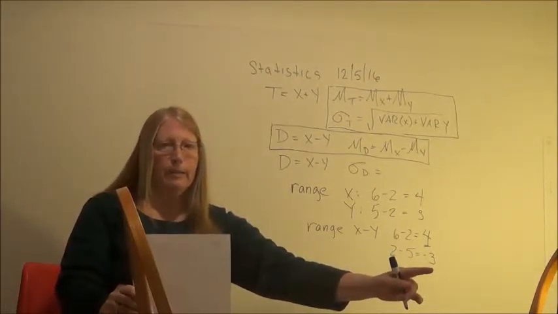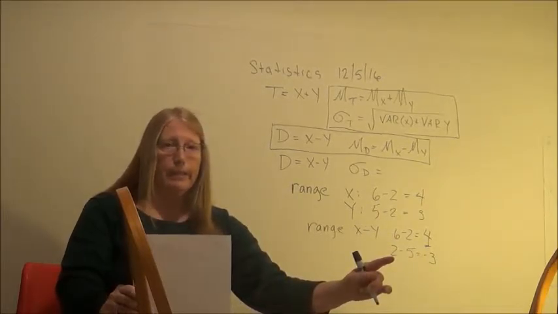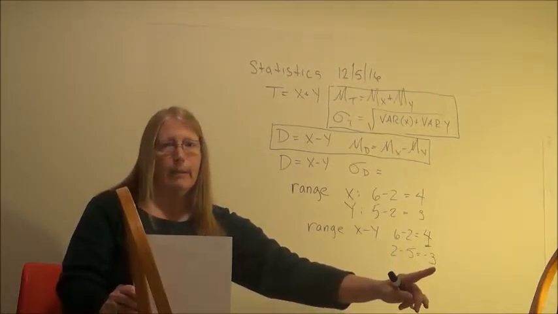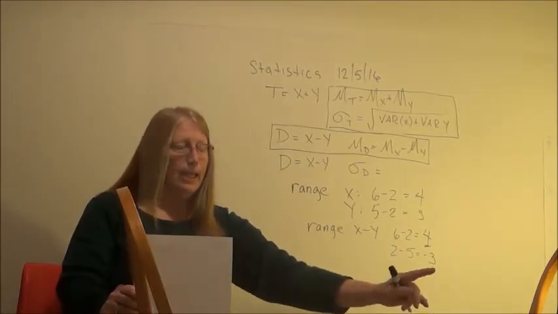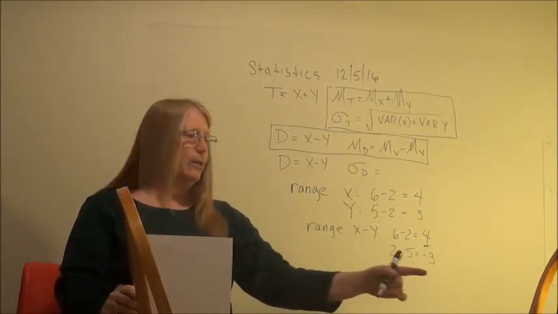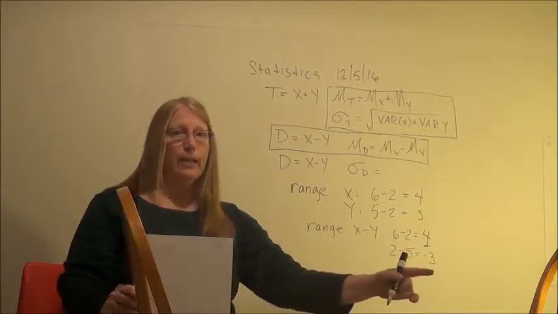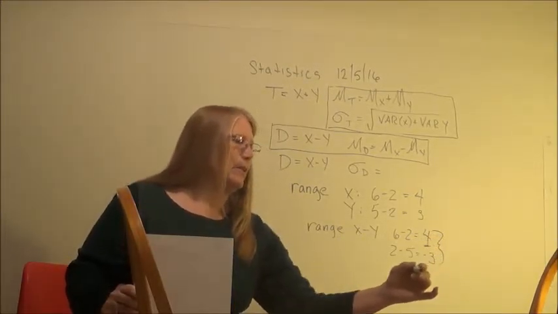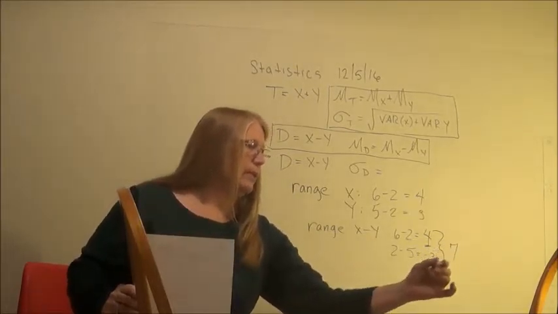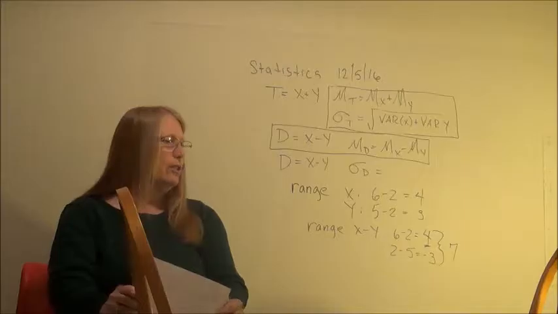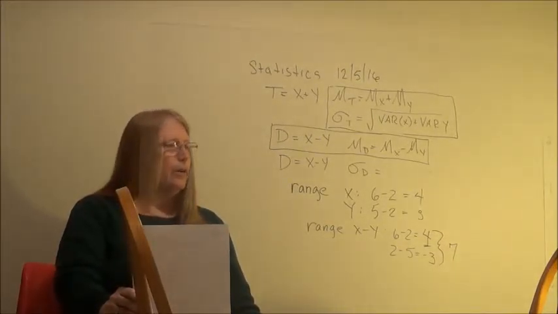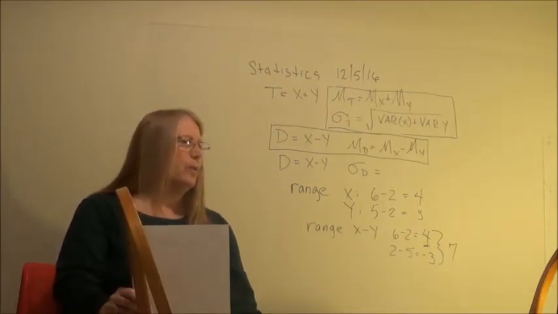Is there any way to get a number where we start with a possibility from Pete and subtract a possibility from Aaron, and get a number below minus 3? I don't think so. So here we have the highest possible difference, and here we have the lowest possible difference. What is the difference between 4 and minus 3? If you look on the number line or do a simple subtraction, you'll see there's 7 between negative 3 and 4. So that is the range of x minus y.